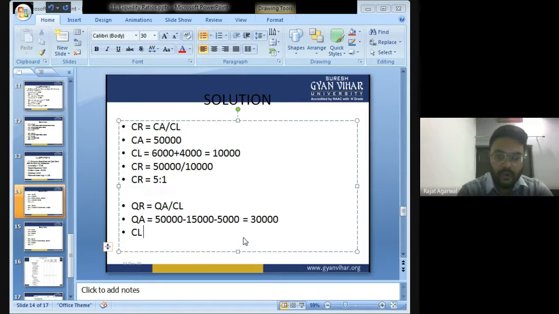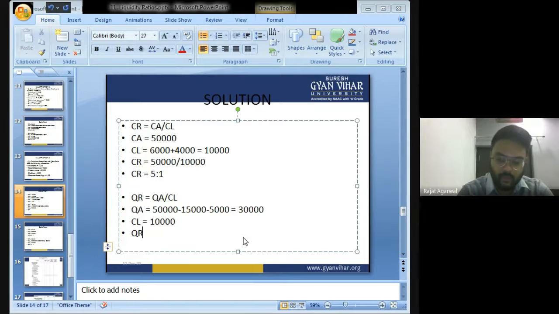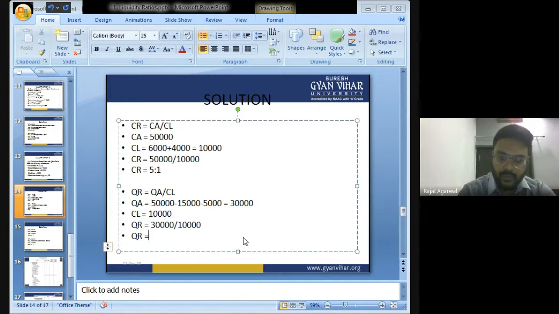Current liability we have already calculated above, that is 10,000. Now let's put current liability and quick asset in the formula. Quick ratio is equals to quick asset 30,000 divided by current liability 10,000. So quick ratio will be 3:1. So I hope you all have attempted this question at home, and if you were wrong somewhere, you can now rectify your answer. Okay.